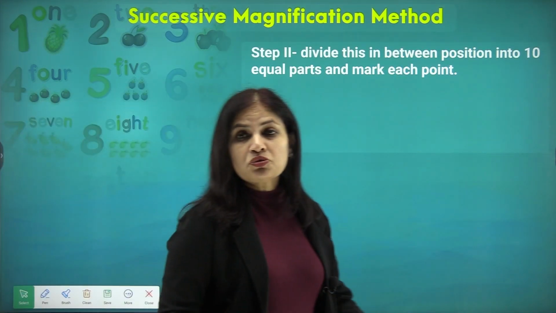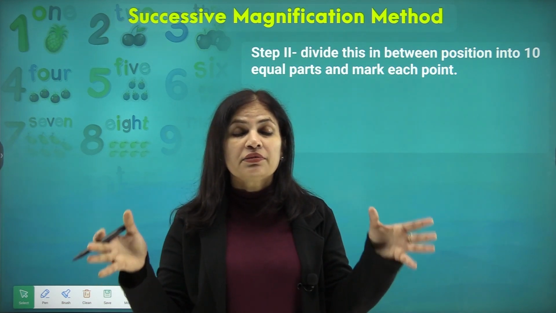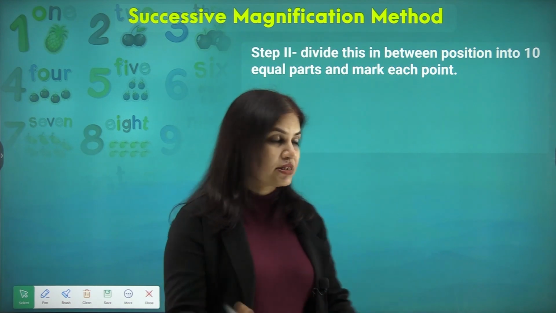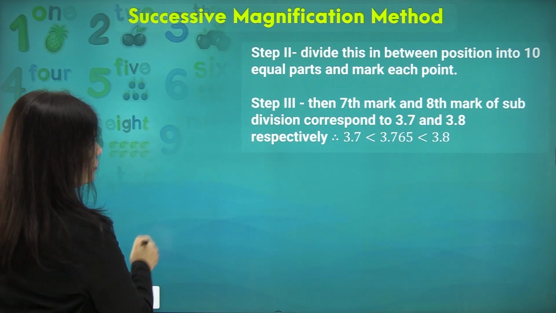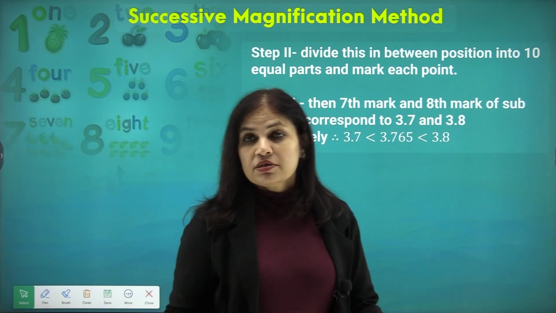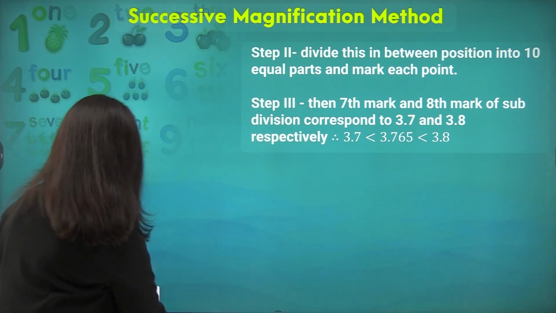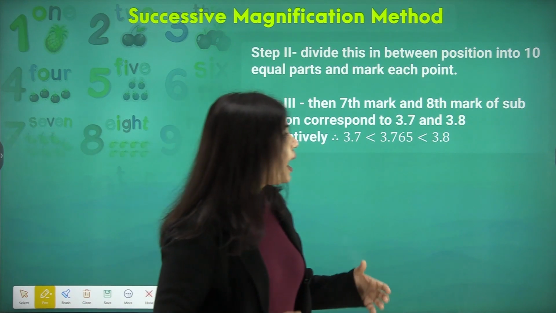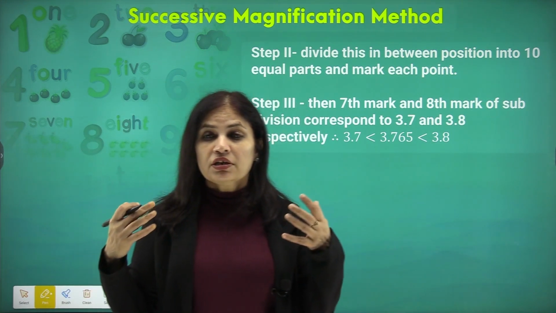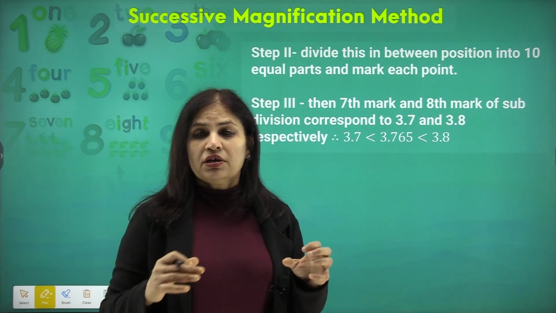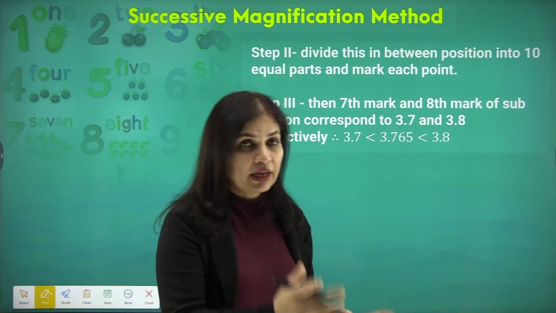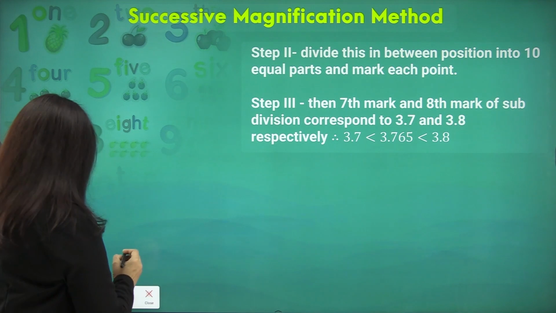So what do we need to do? We need to divide the portion between 3 and 4 into 10 different segments. 10 different segments means, let me clarify it, the 7th mark and the 8th mark of the subdivision corresponds to 3.7 and 3.8. Let me make it clear to you.